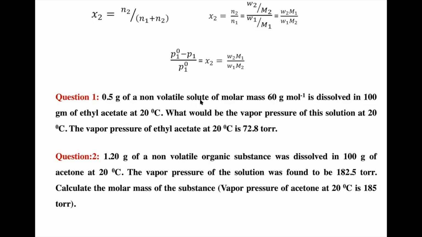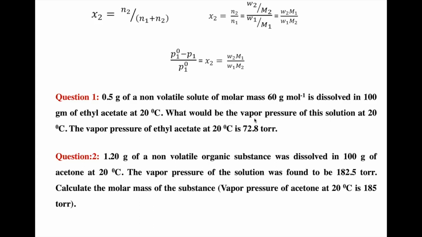So in this example, you are given 0.5 gram of a non-volatile solute of molar mass 60 gram dissolved in 100 gram of ethyl acetate. It means that in this numerical problem, you are given the value of W2, which is 0.5 gram, and 100 gram of ethyl acetate, which is the value of W1. You can also calculate the molar mass of the ethyl acetate, which will be the value of M1.